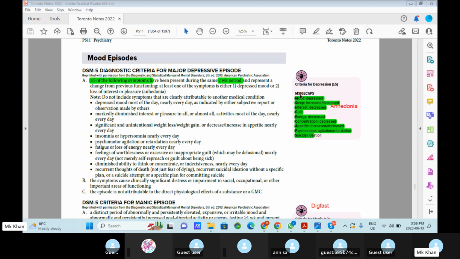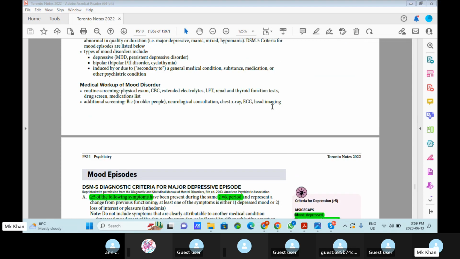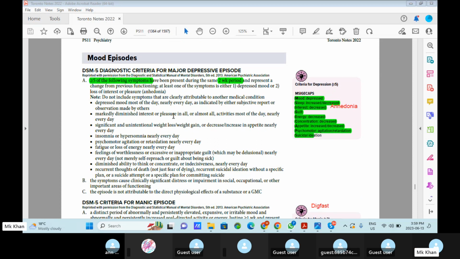So this is basically the famous mnemonic, SIG E CAPS. Maria, what's extended electrolytes? In the medical workup of mood disorders, they have written extended electrolytes. I think extended electrolytes include everything: sodium, potassium, chloride, bicarbonate, calcium, magnesium, everything. Okay, thanks.